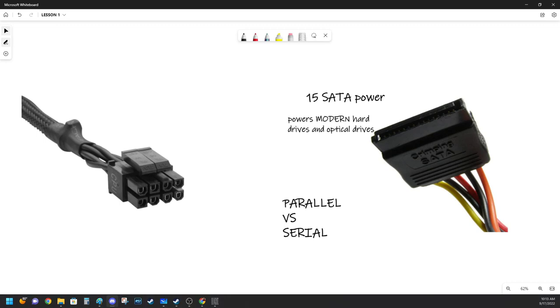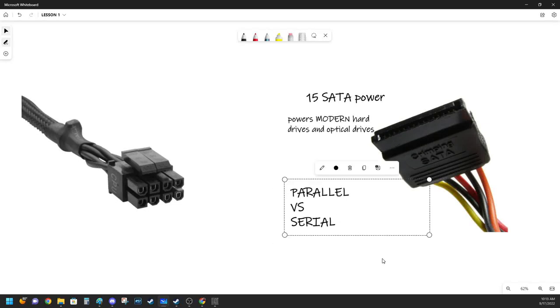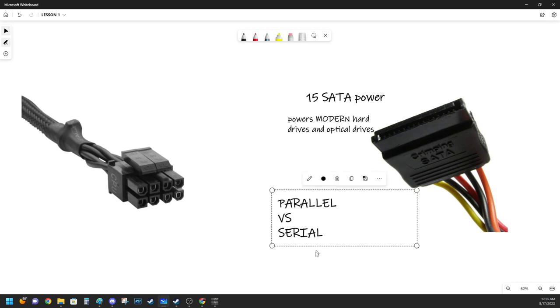Kind of some keywords to note there. These terms, parallel and serial, describe generic data transfer. So if something is parallel, right? Get a little Bob Ross here. Like old school ribbon cables, it would have like 8 lanes of traffic, and it would send waves of bits at a time.